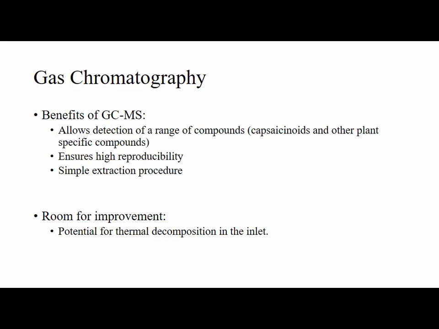All right, so let's look at some of the benefits of using GCMS. This does allow for the detection of a whole range of capsaicinoids as well as other plant-specific compounds. It does ensure high reproducibility, and there are simple extraction procedures that can be coupled with this as well. But there's always room for improvement. Since GC is using higher temperatures, there is a potential for thermal decomposition within the inlet.